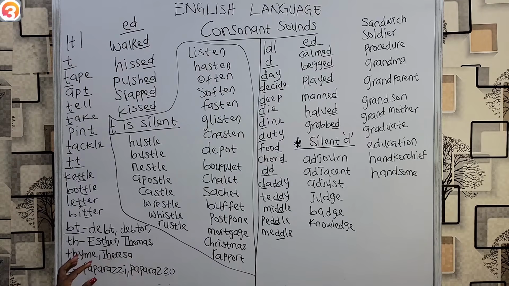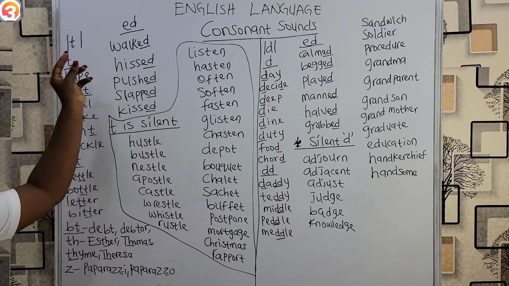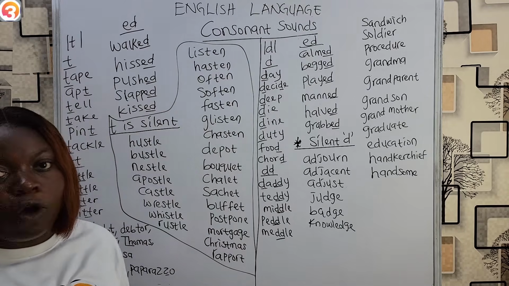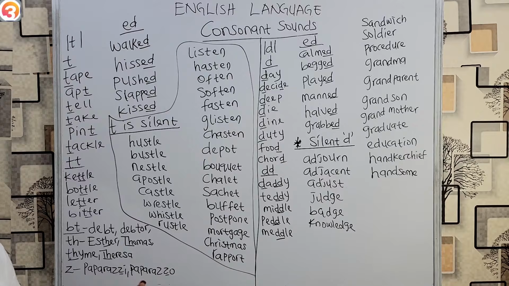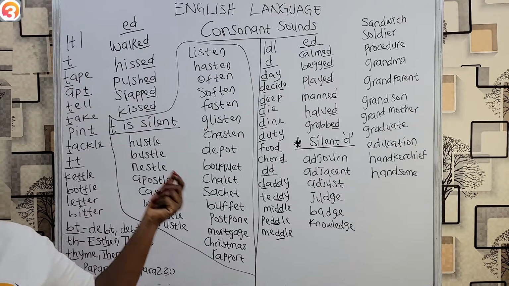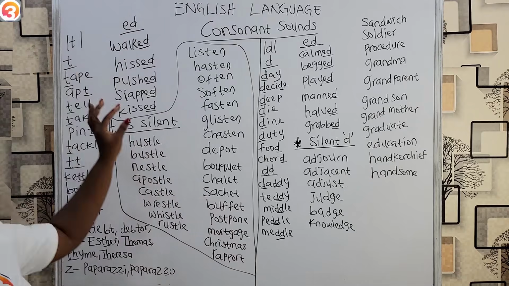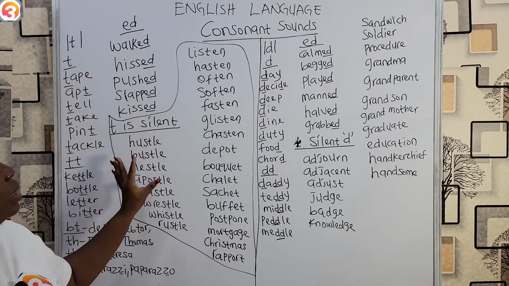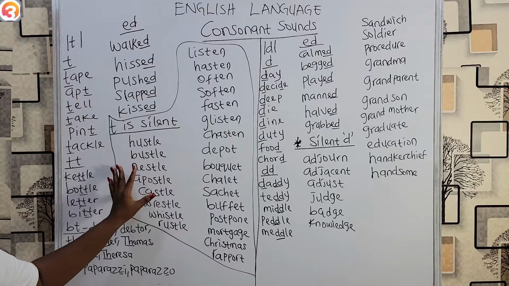And then these are exceptions: Esther, Thomas, time, Teresa. Normally, like I said, in consonant sounds, words containing th are not usually grouped under consonant t, but these are exceptions. Then we have words containing letter z, like paparazzi, paparazzo, containing this sound, and then the ed, like the past tense of verbs ending in voiceless consonant sounds. They are grouped under consonant t. And then these are words that have silent t.